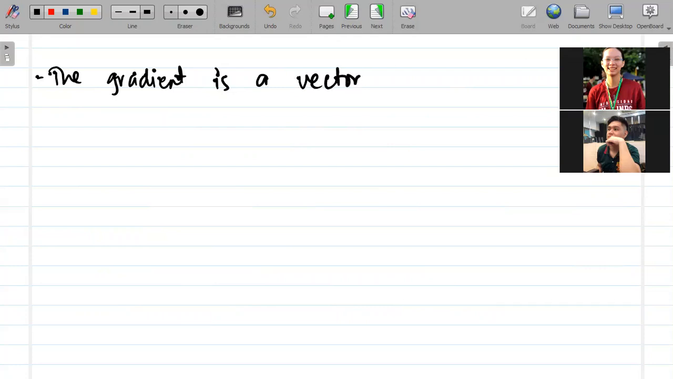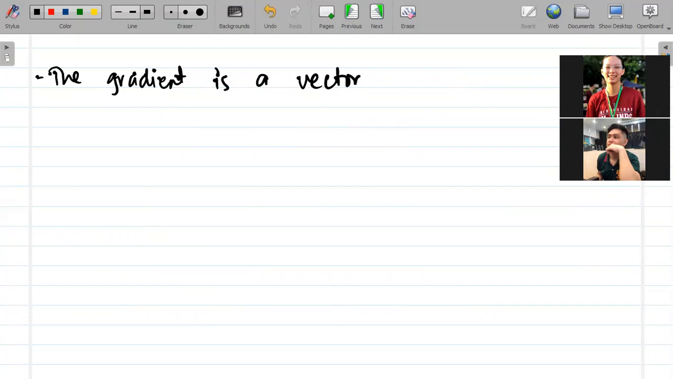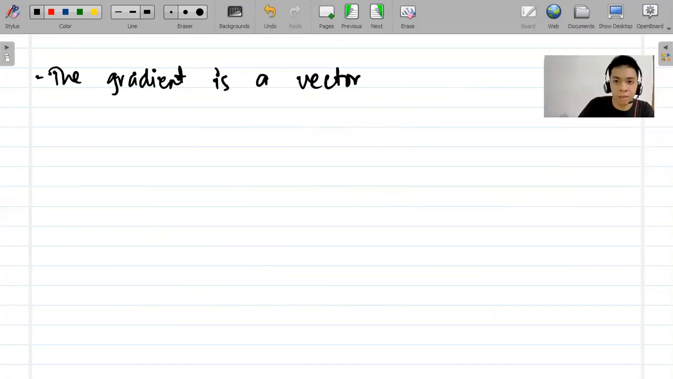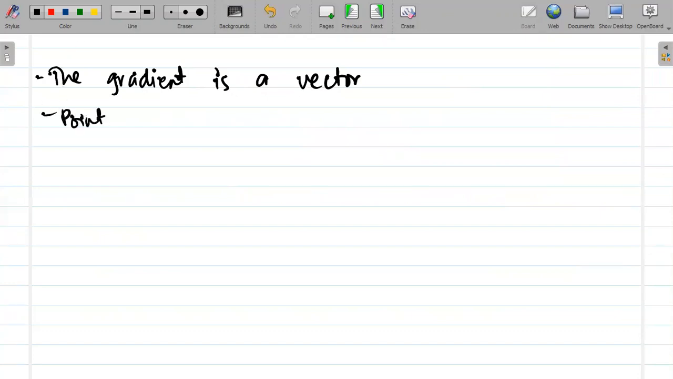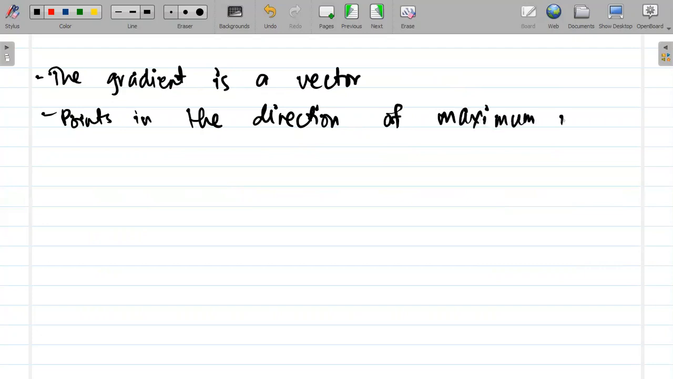Now, another note is, the gradient also points in the direction of maximum increase. Kasi class, di ba, yung ating derivative, parang siya yung slope. Di ba yung usual na derivative natin sa calculus? Siya yung slope. So yung gradient natin, yung direction niya, it points in the direction of the slope of the maximum increase.